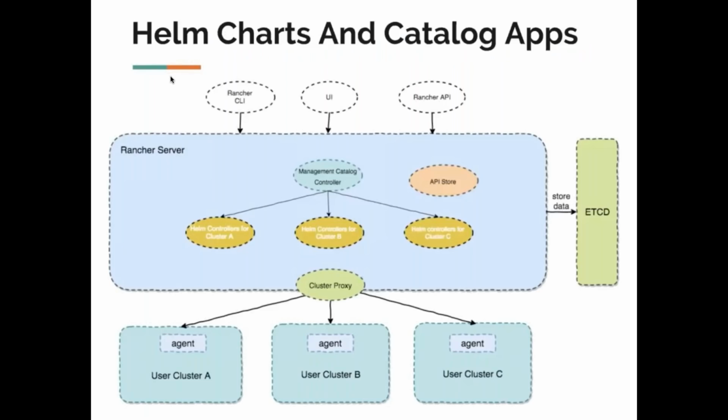So this is kind of just the high-level diagram showing how it's done. So we run a Helm controller per user cluster. And if a user tries to create an app for one of these clusters, the Helm user controller will start the tiller process for that cluster and app installation will take place.